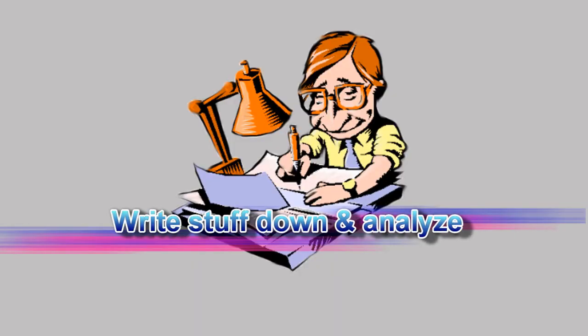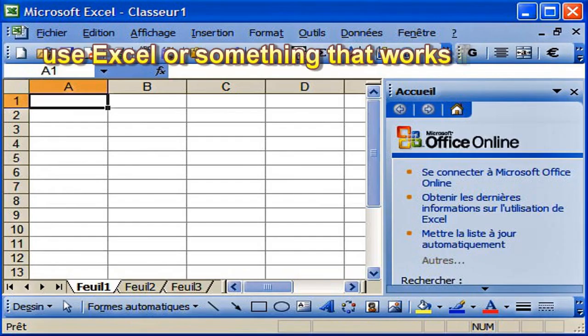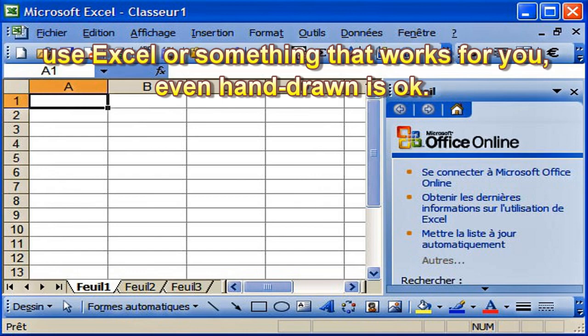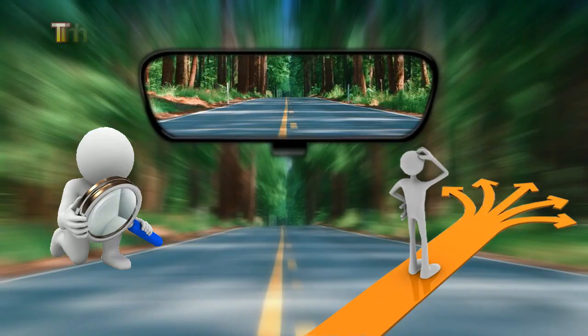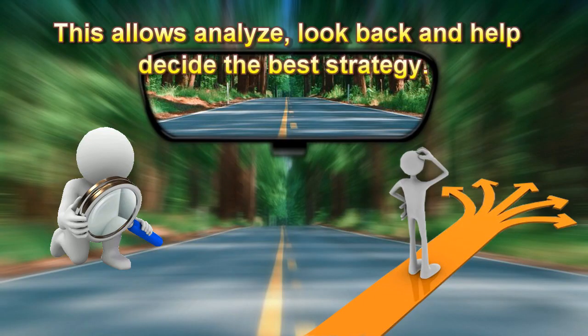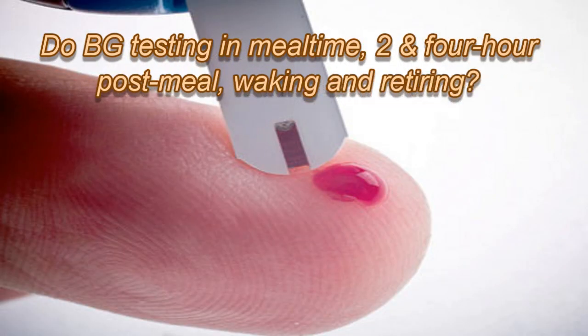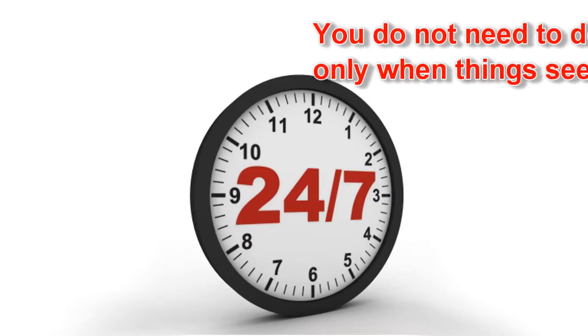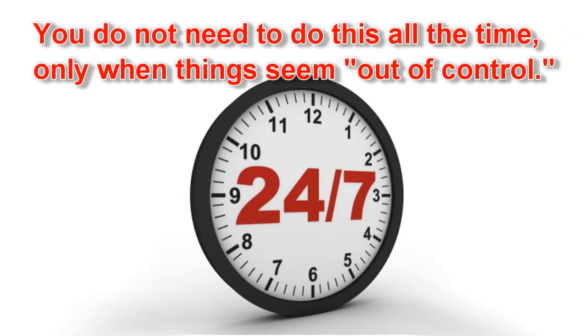Write stuff down and analyze. Use Excel or something that works for you, even hand-drawn is okay. This allows you to analyze, look back, and help decide the best strategy. Do glucose testing at mealtime, 2 and 4 hours post-meal, waking and retiring. You do not need to do this all the time, only when things seem out of control.